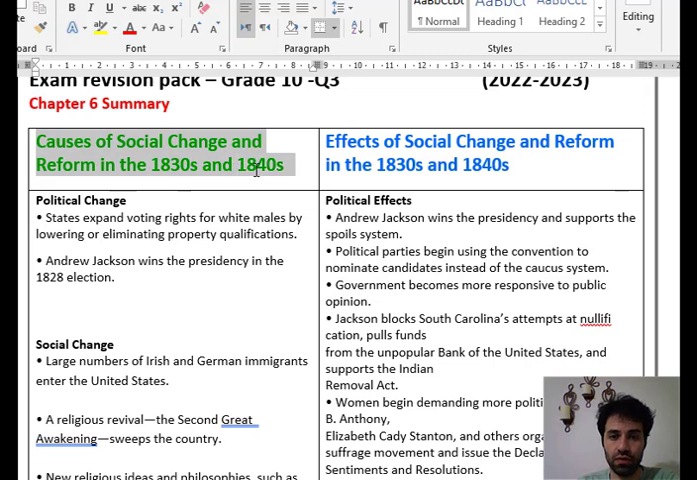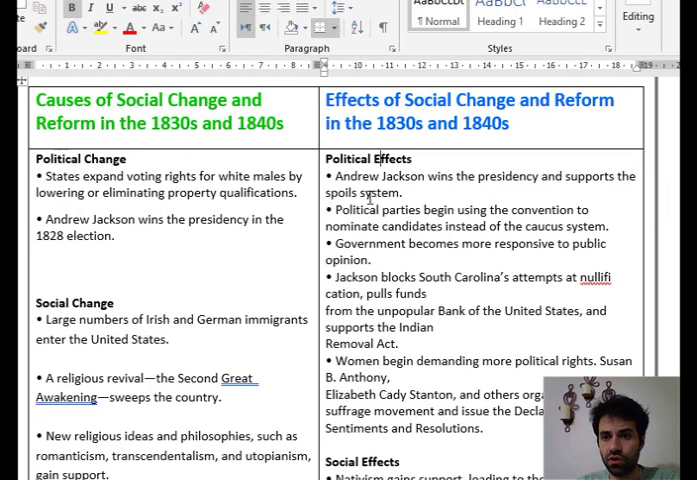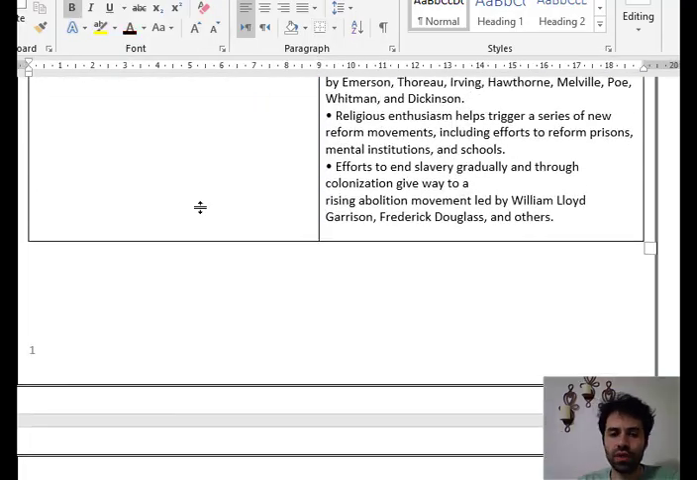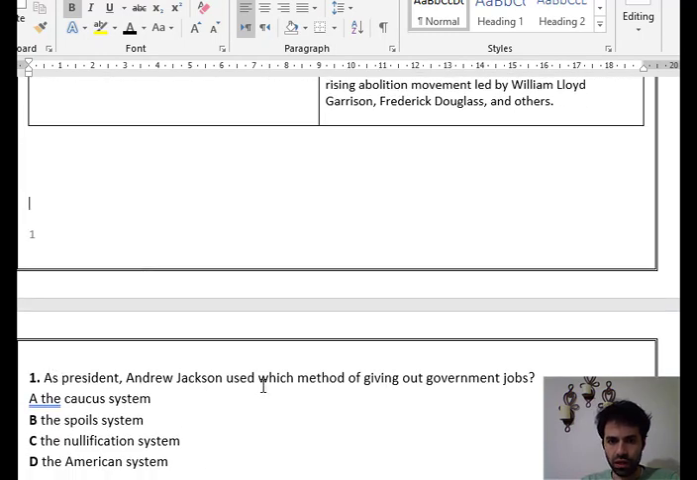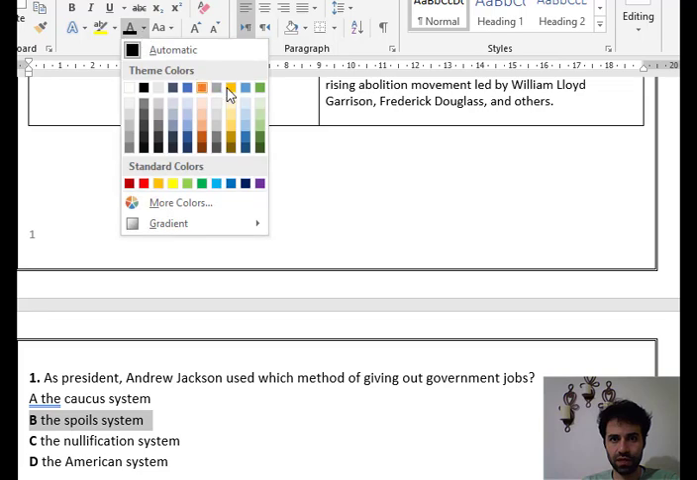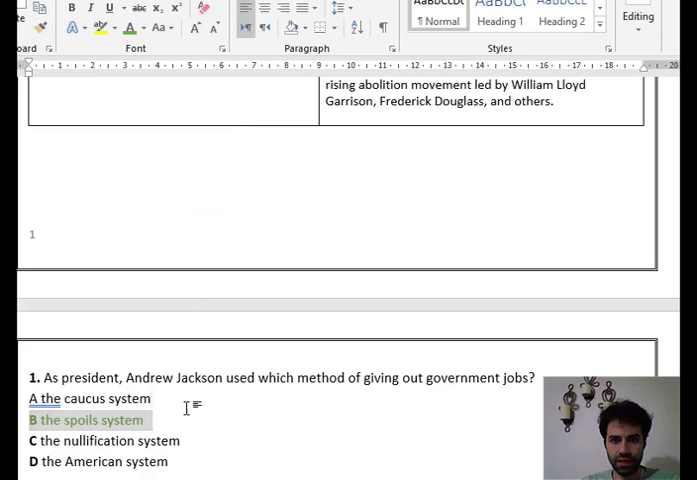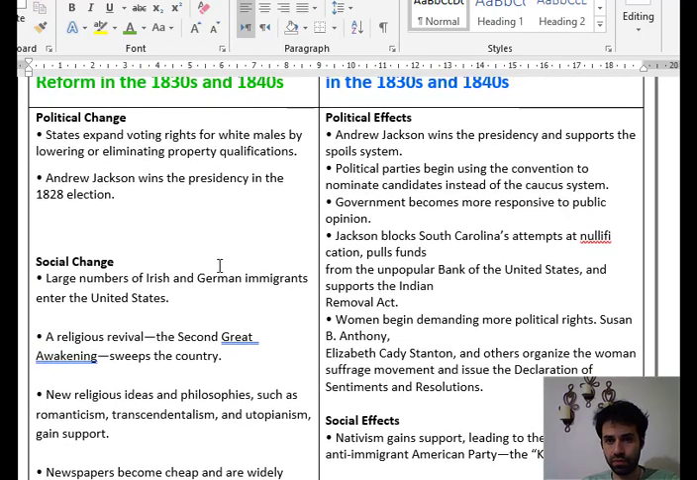So these were the causes of social reform. Now, what were the effects of those changes and reforms in the 1830s and 1840s? The first effect was that Andrew Jackson wins the presidency and supports the spoils system. Talking about the first question, Andrew Jackson used which method of giving out government jobs? The B is correct, the spoils system. So you should correct your answer and change it to B if you received the file with A answered.